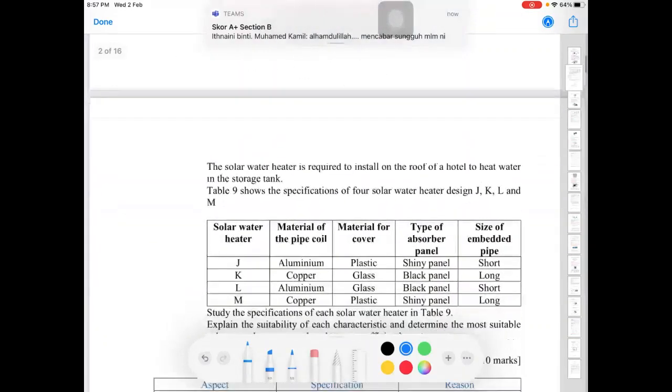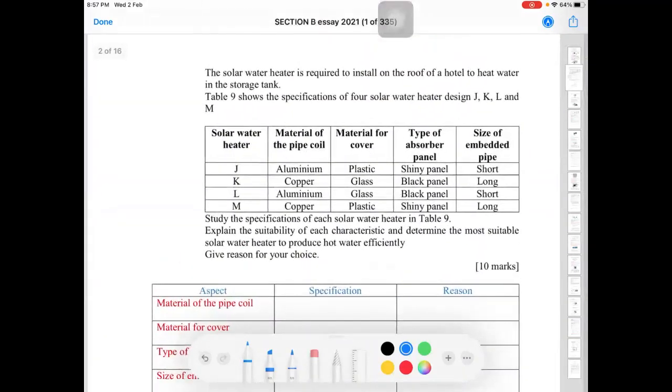Now kita tengok soalan. Explain the suitability of each characteristic and determine the most suitable solar water heater to produce hot water efficiently. Meaning efficient ni kamu tak boleh guna dalam jawapan. Dia akan reject. You tak boleh kata, oh material for cover glass so that the heat will absorb efficiently. Tak boleh. So tak boleh guna whatever in the question.